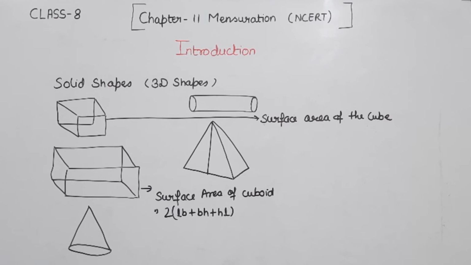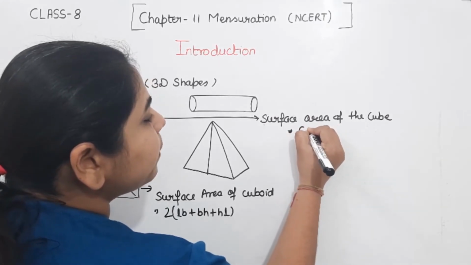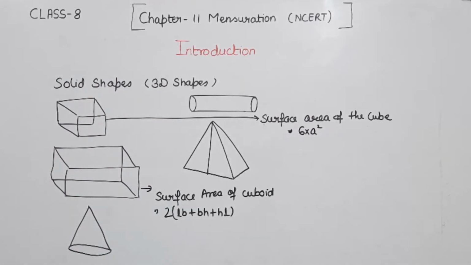Then the total surface area of the cube is equal to 6 multiplied by side to the power 2. So this one is the total surface area of the cube. Now comes the next one. Next one we are having is a cylinder.